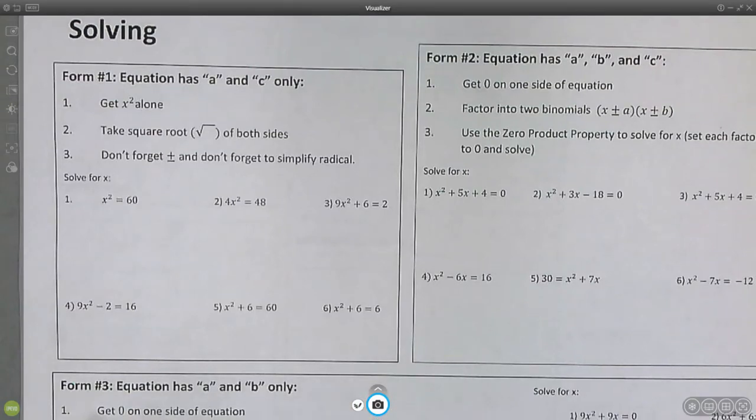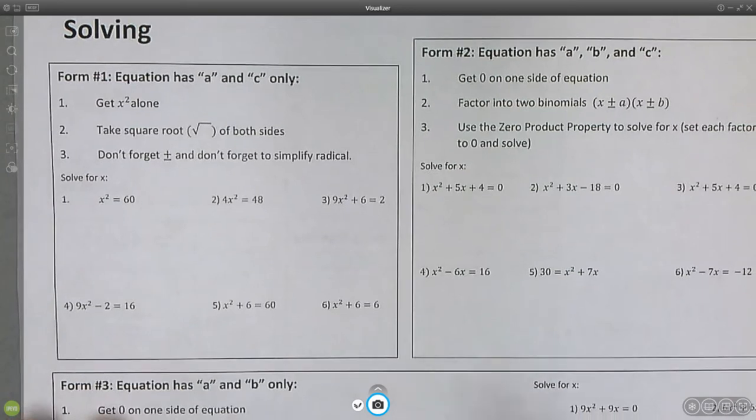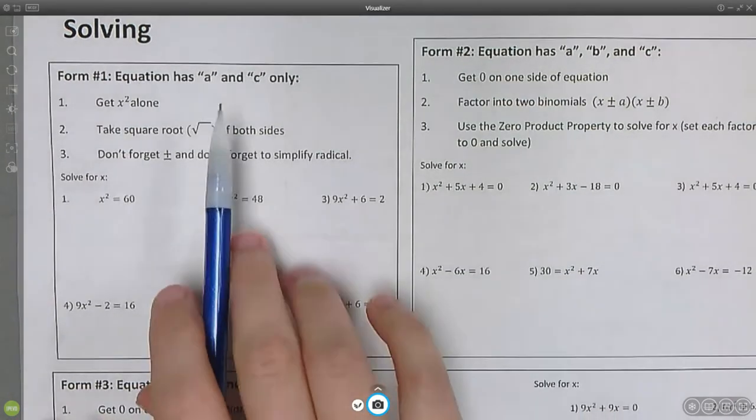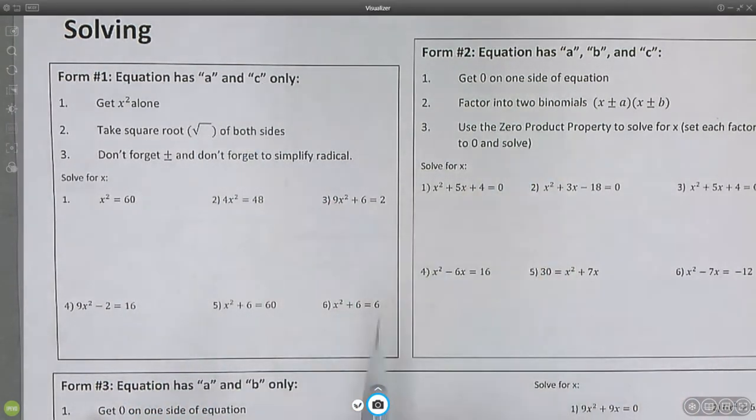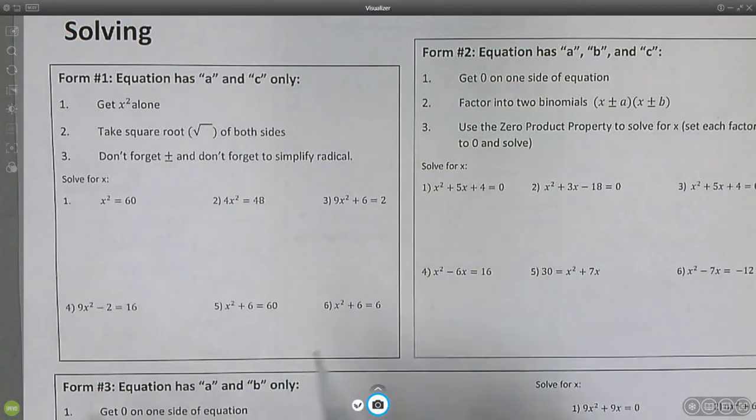Okay, so here is the solving portion of your graphic organizer. We have talked about how there's three different ways of solving so far. We have when there's only an A and a C value, A, B, and C, and then A and B.